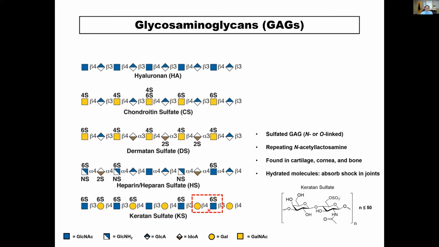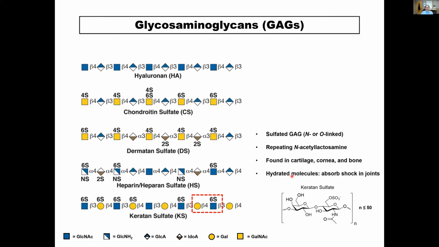So there are specific enzymes that are involved in sulfating KS compared to, for instance, heparin sulfate or chondroitin sulfate. So just to keep in mind that there's unique enzymes that are involved in sulfating these different types of GAGs in our cells. So KS is found mainly in cartilage as well as the cornea of the eye, and also is found in bone. And it's important not only as a shock absorber in our joints. Again, these GAGs are hydrated molecules, but also KS interacts with many different proteins and ligands as well.